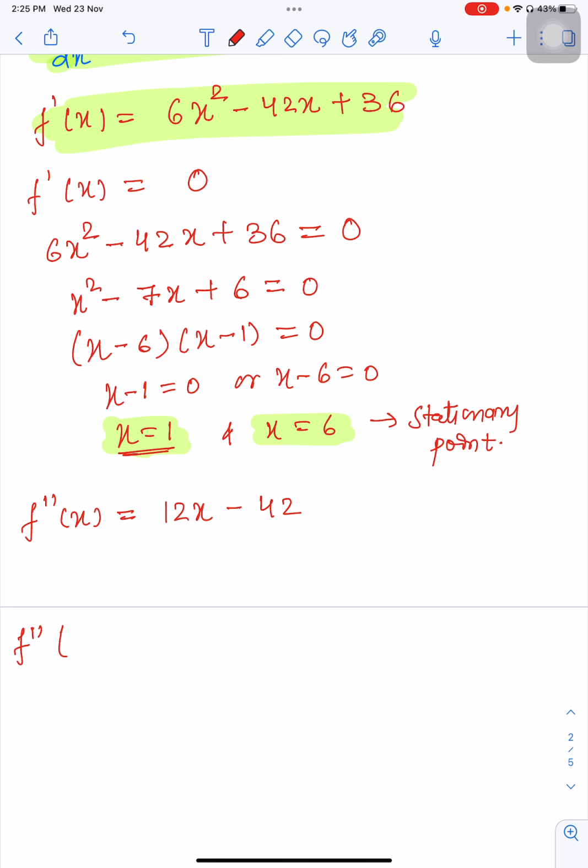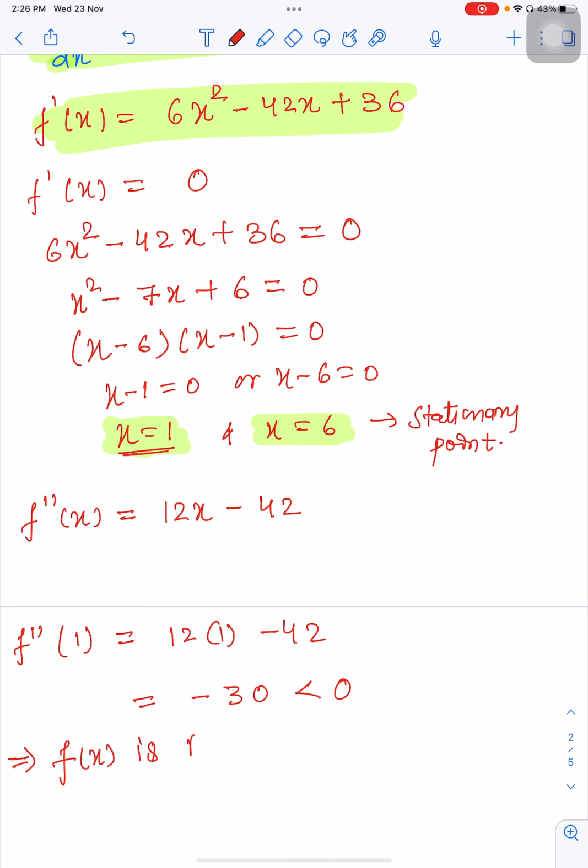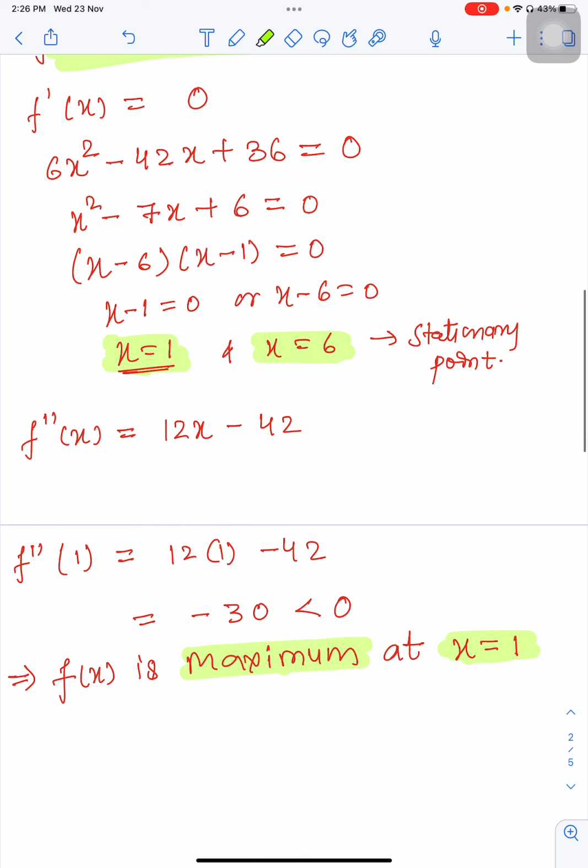Now step 5, you replace x by the x values. The first x values we got as what? 1. So x equals to 1 हम लोग put करते हैं, so we get 12 times 1 minus 42, which is nothing but minus 30. That is clearly less than 0. So this implies function क्या है? F of x is maximum at x is equals to 1. Clear? Second derivative negative आया, function क्या होता है? Maximum.